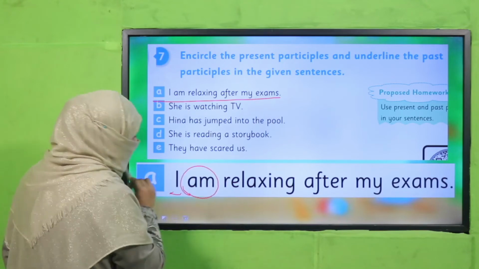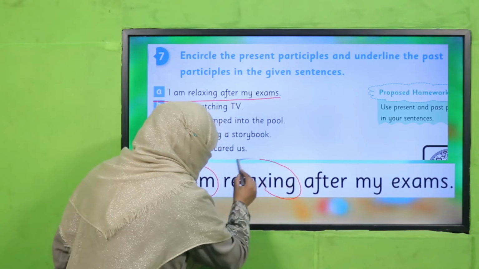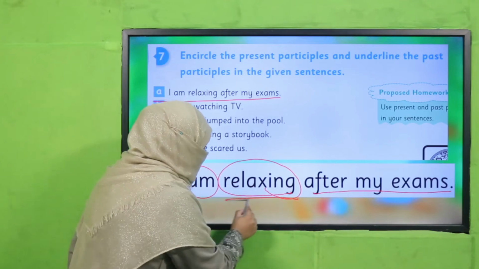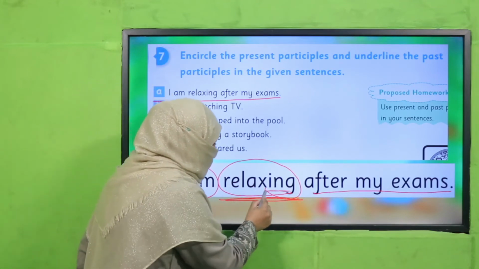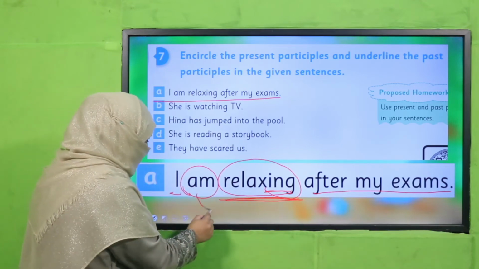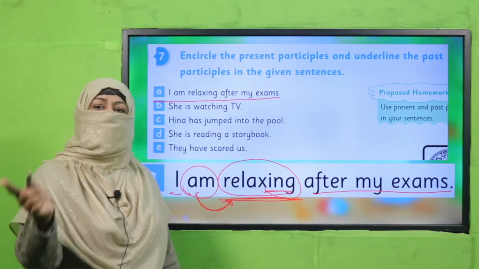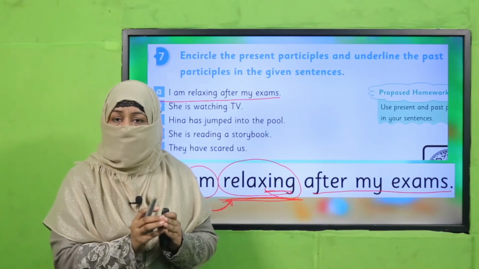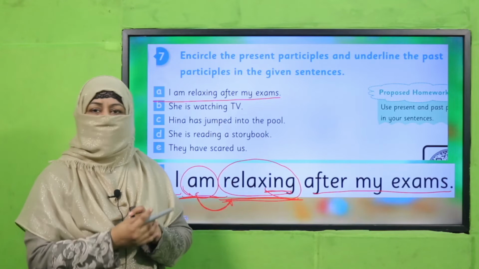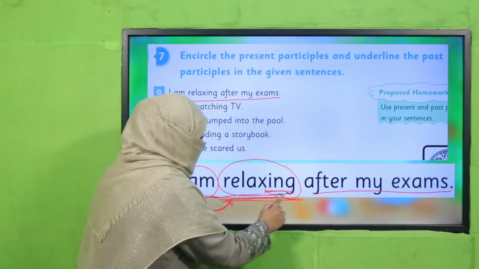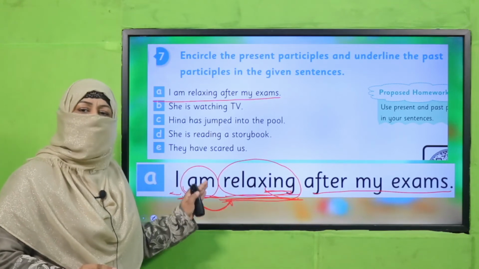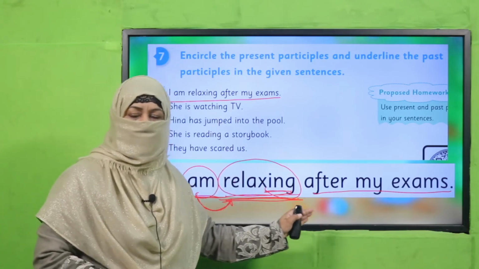I am relaxing after my exam. Now let's see. This is the main verb and this ing showing that it is in progress. Still I'm relaxing. And this am is helping verb here. So whenever we'll use a participle form of verb, we'll add be form with it, either in present or in past. It means if we are using present participle form of verb, we have to use a be form as helping verb in that sentence.